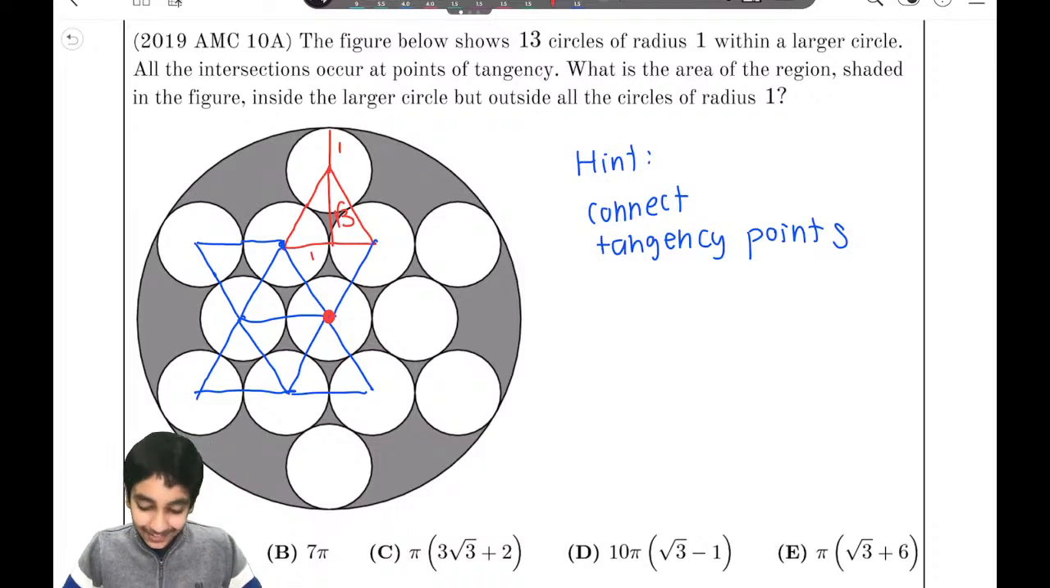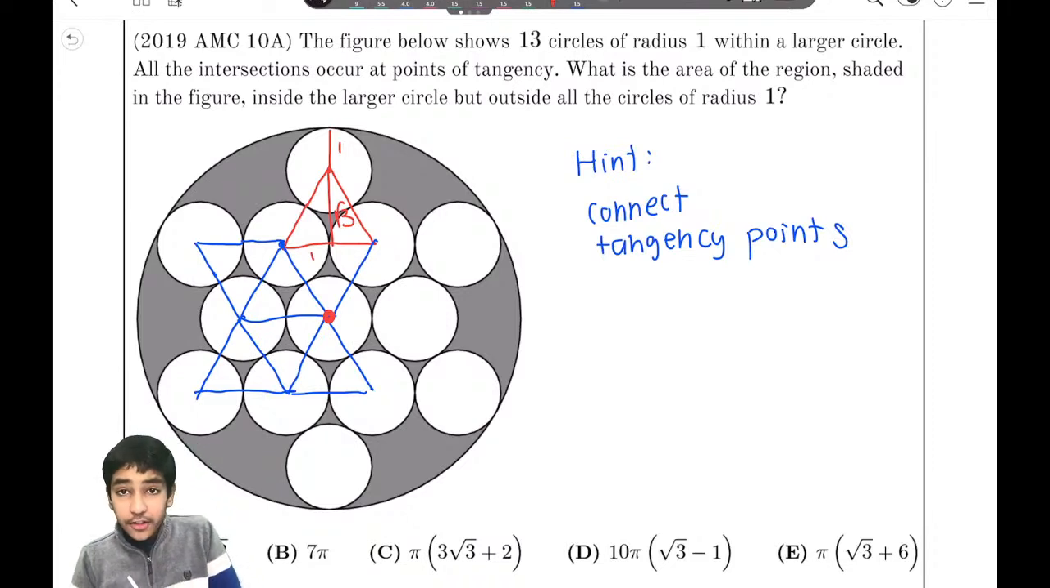I keep muting myself. But basically what I was saying is that we want to connect the tangency points' radii. So connect all these equilateral triangle tangency points' radii. And what does that tell us? By connecting all these radii, we now have a bunch of equilateral triangles.